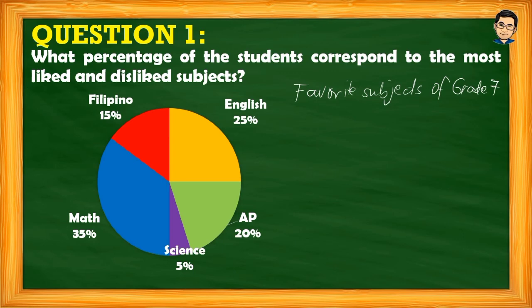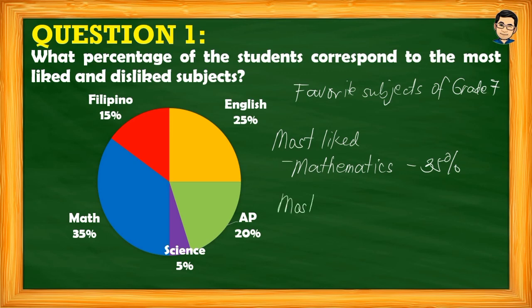Next, alin ba dito sa mga subjects yan ang most liked? Basically, yun pong mathematics. So, yung most liked po is mathematics, which corresponds to 35% of the grade 7 students surveyed. Next, yung most disliked naman, yung pinaka hindi nila gusto is science. And then nagko-correspond yun sa 5% nung students na kanilang tinanong.